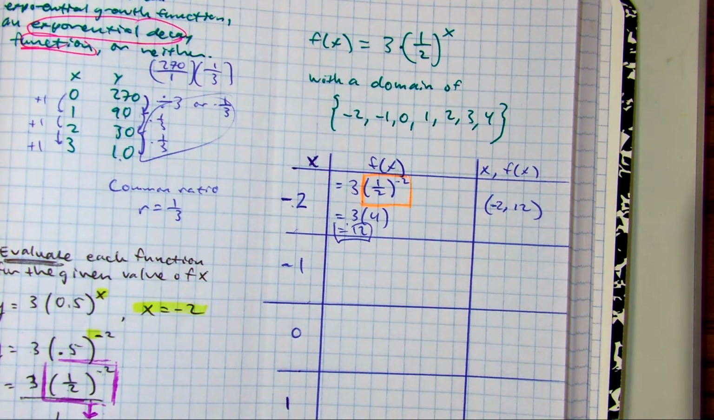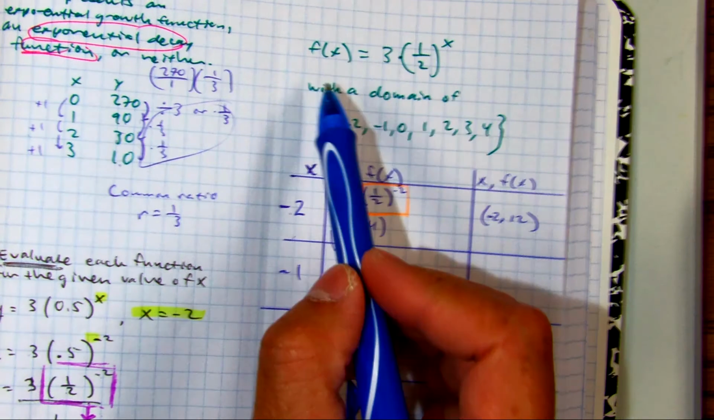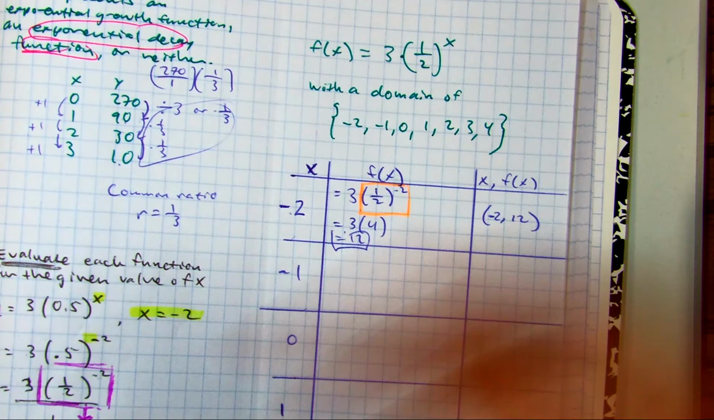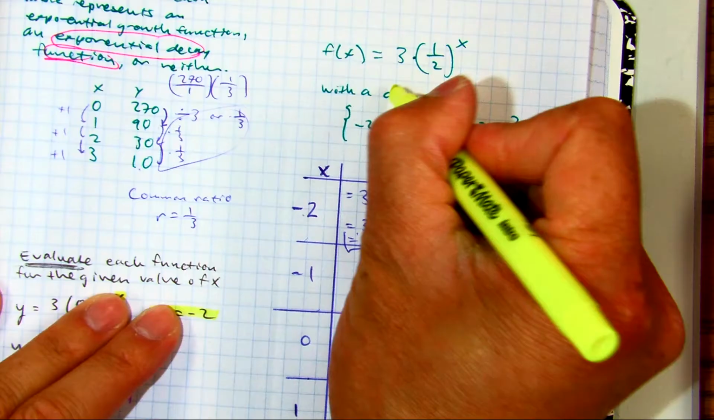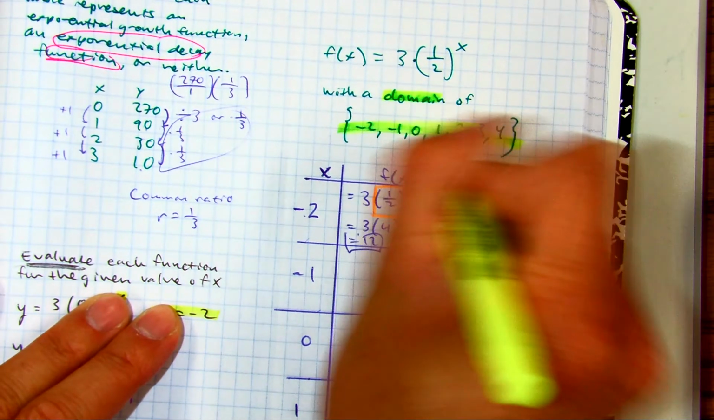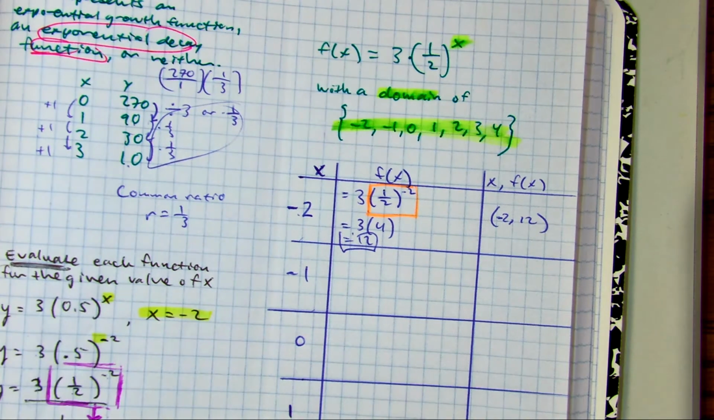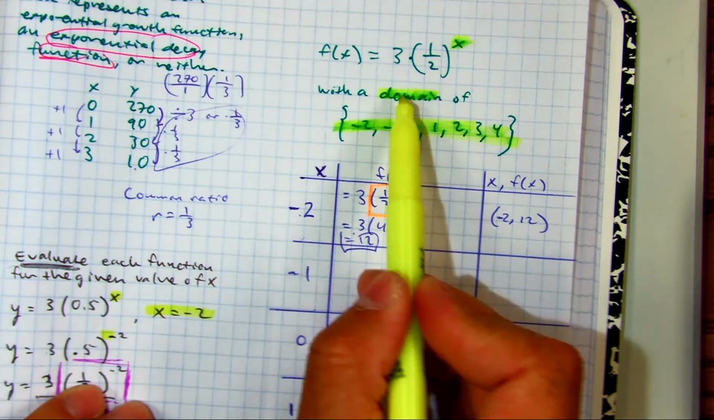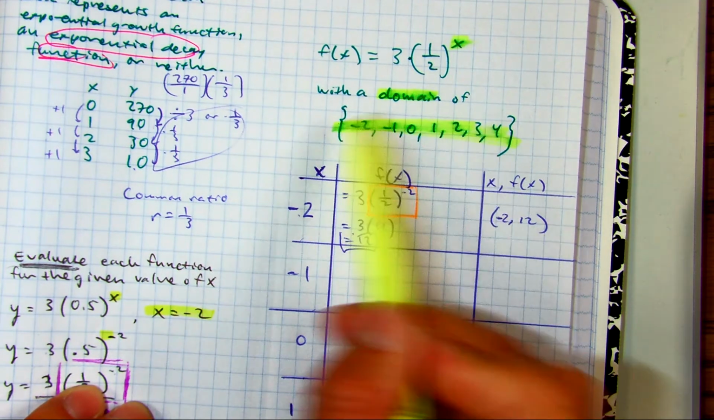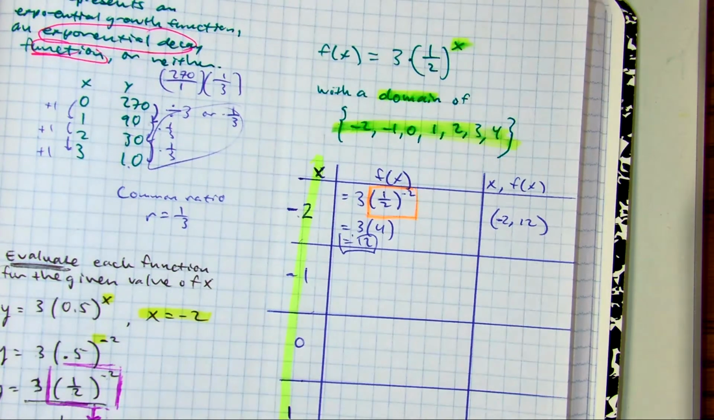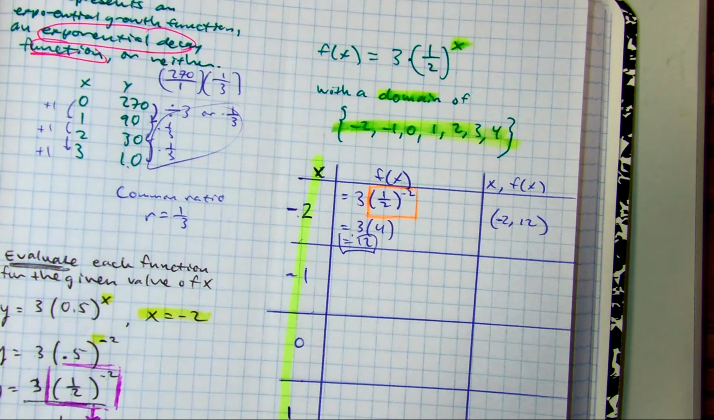All right, Jonathan, help us. We are evaluating 3 times 1/2 to the x power with these x values. Remember, the domain is all of your x values, so you're going to put all of these values into x. So the domain is all of these values you're going to put in for a value of x. And basically what we're doing is like 5 little mini problems.